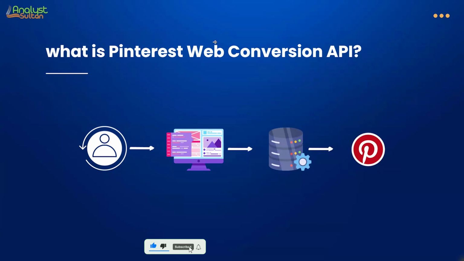So let's start with the basics. What is Pinterest Web Conversion API? Simply put, it's a tool that allows advertisers to send data directly from their server to Pinterest. This helps capture more data points on website actions like page view, sign up, add to cart, event, and purchase. The result is a much more reliable tracking setup that does not depend entirely on cookie or client-side data, making it ideal in the face of privacy restrictions.